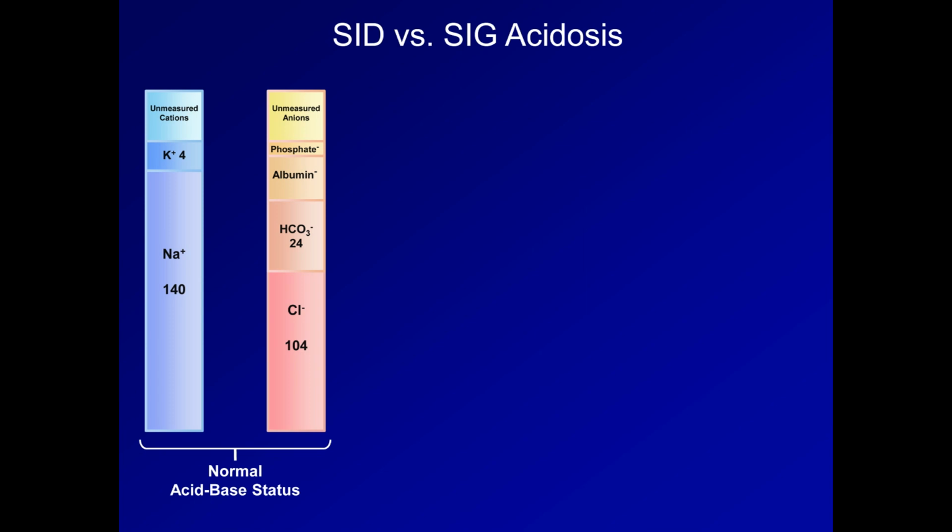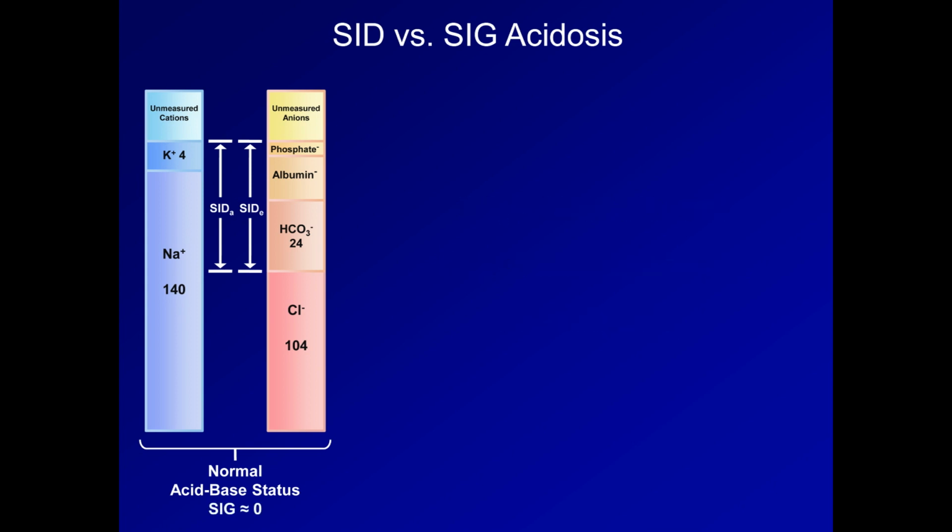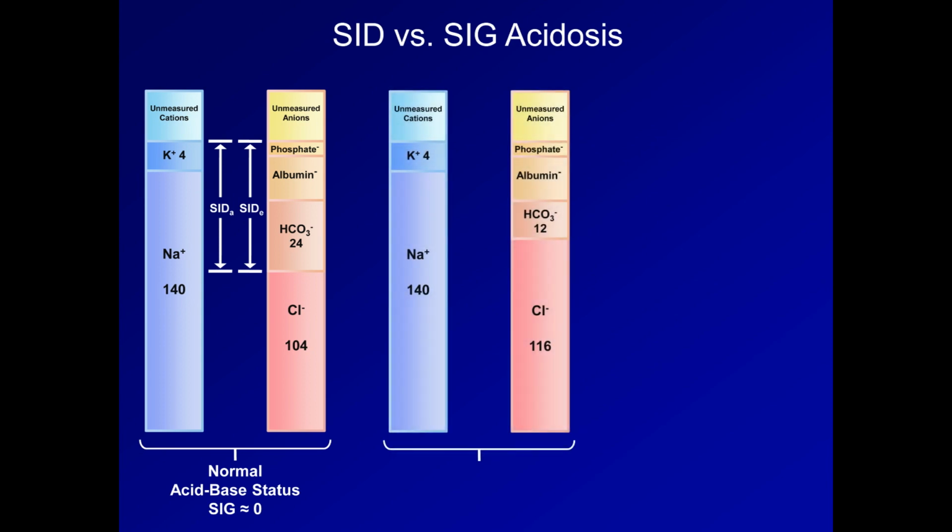To remind you, there are several similar equations used for the calculation of SID-A, but it is approximately equal to sodium plus potassium minus chloride, shown here. SID-E also has several equations, but is commonly calculated as bicarb plus negatively charged albumin plus negatively charged phosphate. SID-E is shown here. The strong ion gap is SID-A minus SID-E, which, as you can see from the diagram, is approximately 0. In the next example, bicarb is low and chloride is high.